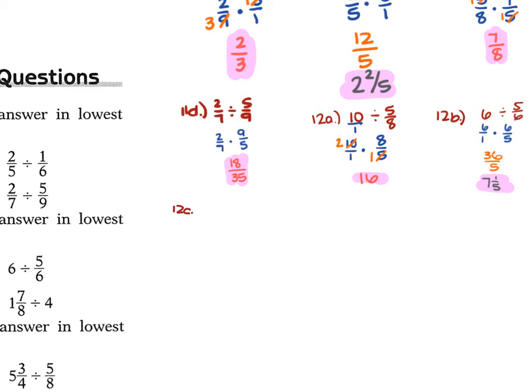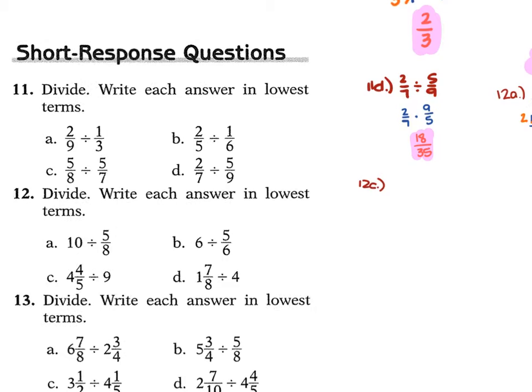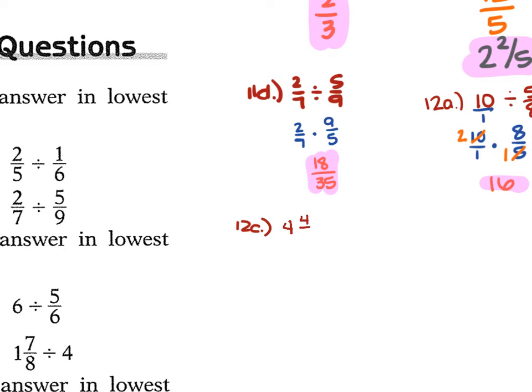For 12C, we are given 4 and 4 fifths divided by 9. We're going to keep, change, flip, but we're also going to turn the 4 and 4 fifths into an improper fraction. Remember that 9 is 9 over 1. So 4 times 5 is 20 plus 4 is 24 over 5 times, take the reciprocal of the 9 over 1, that's 1 over 9. From here, we cannot cross simplify, so we're going to multiply straight across. The 24 times 1 is 24, and the 5 times 9 is 45. So 24 over 45.